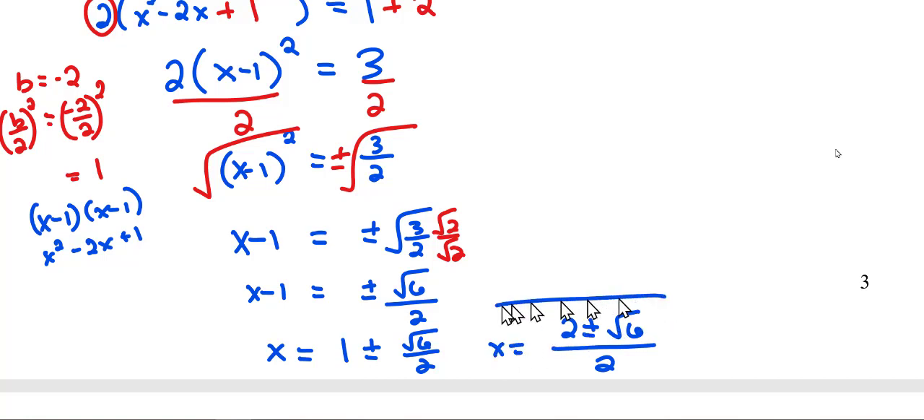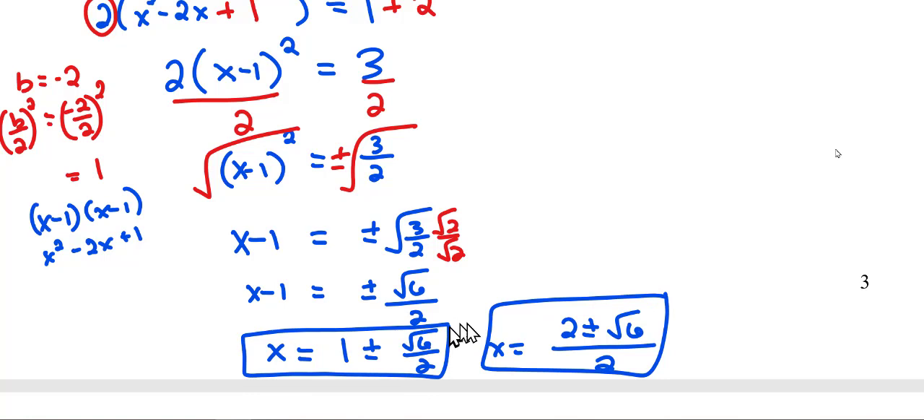So either one of those, this form or this form, would be an appropriate set of solutions to this equation using completing the square. That is how we solve quadratic equations using completing the square. Hang tight for a third video to look at an additional method for solving quadratic equations.